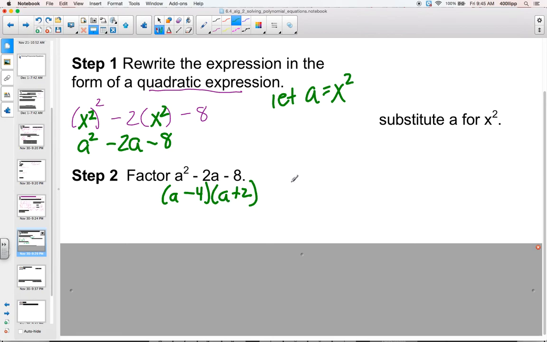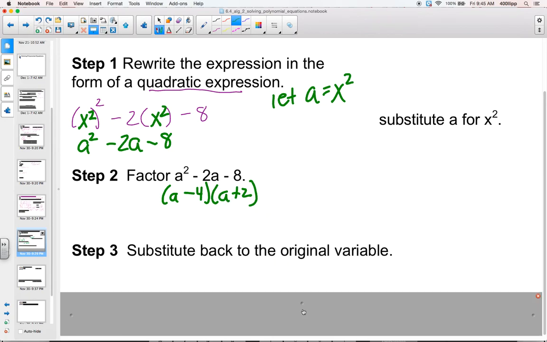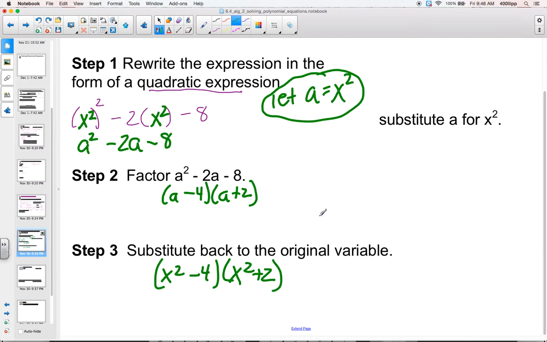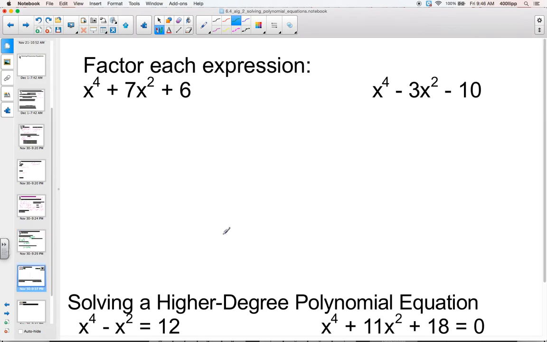Okay, now what we're going to do is substitute back to the original variable. So our original variable here was x squared. So instead of a, I'm going to put x squared in. So now I have x squared minus 4 and x squared plus 2. And that is now factored. Okay, so let's try one more of those, and then we can do one where it's an equation.